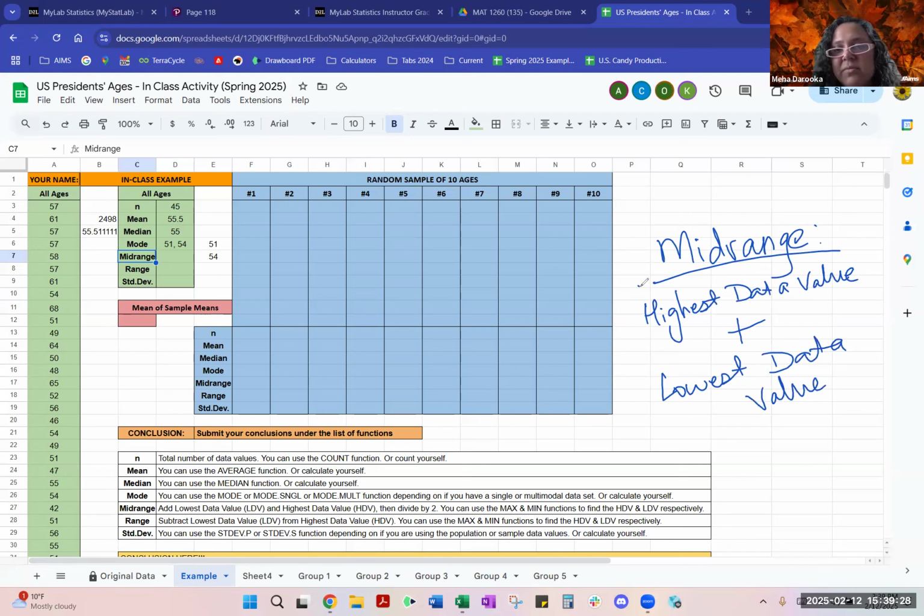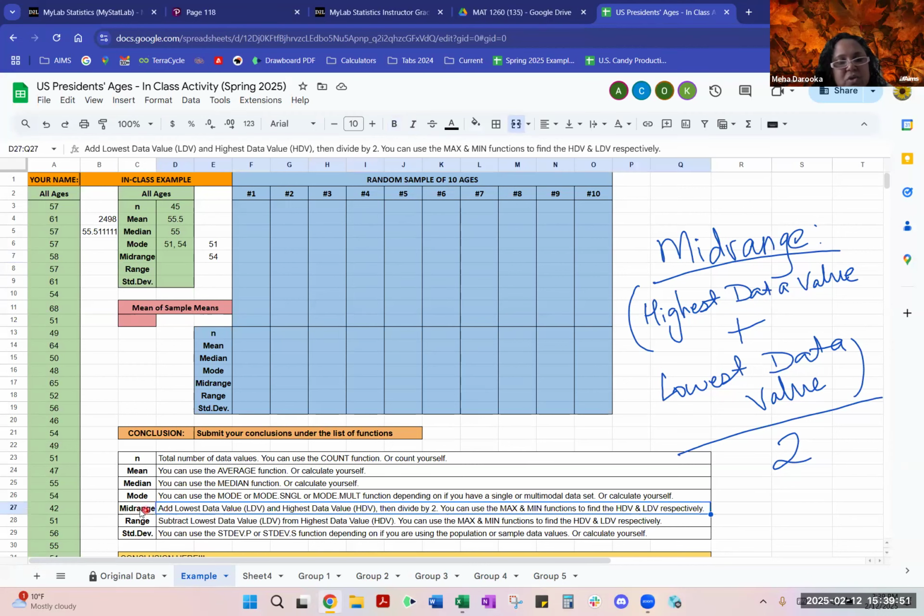So you get that total from highest to lowest, and then literally you divide it by 2 because we're taking 2 numbers and adding them together. So get that total and then divide it by 2, and that will give you your mid-range. Basically, you will see there is not a mid-range function built into Google Sheets or Excel. So for mid-range, I actually use the maximum and the minimum functions to help us find the highest data value and the lowest data value, and then you can add those together and divide by 2.